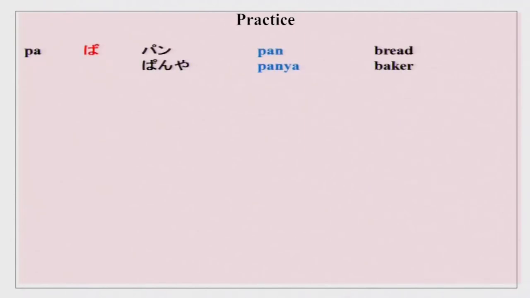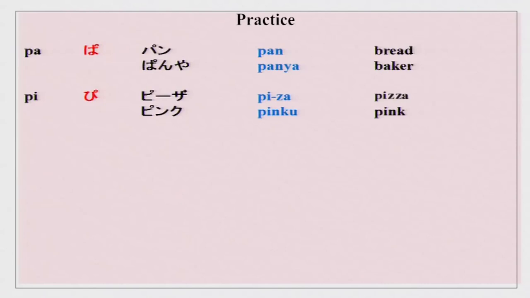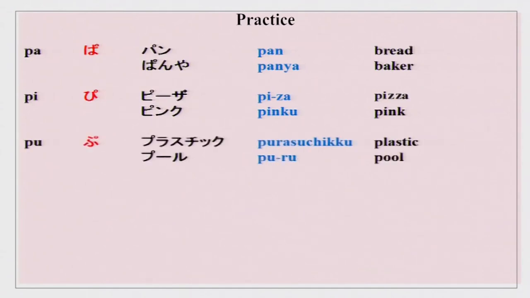Pan, panya, pizza. I'm sure you like pizza, all of you. Pink, and the girls will be liking this color pink. Purastik, pur. So you can see the long sound is denoted by this dash over here in katakana as well as in Roman. And all these words are in katakana again because they are foreign words.